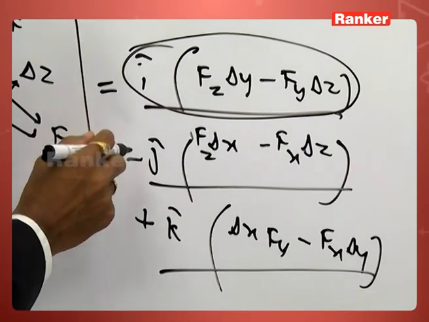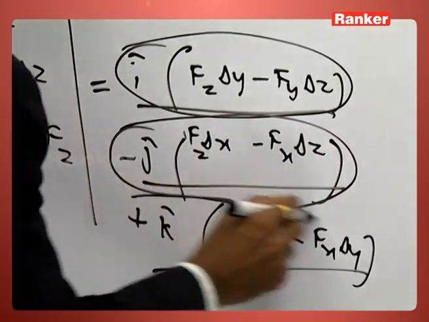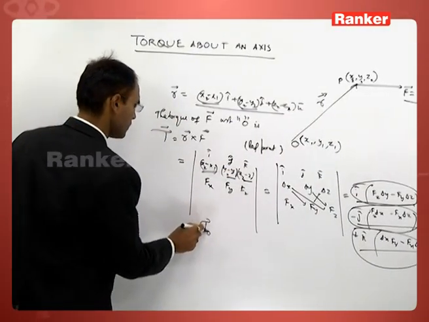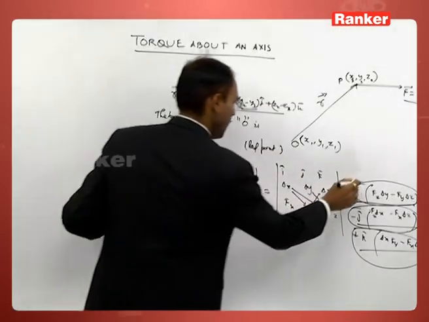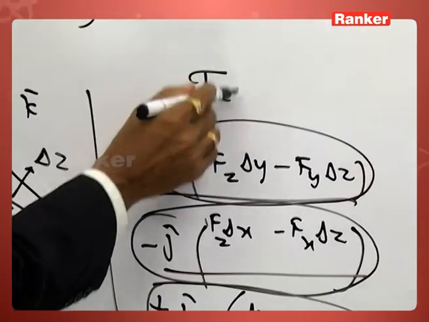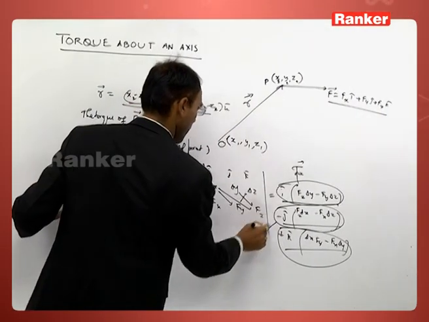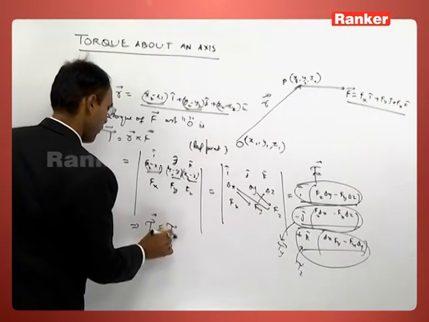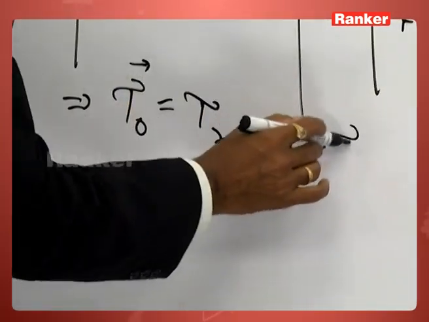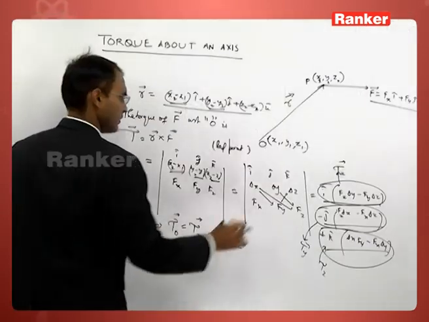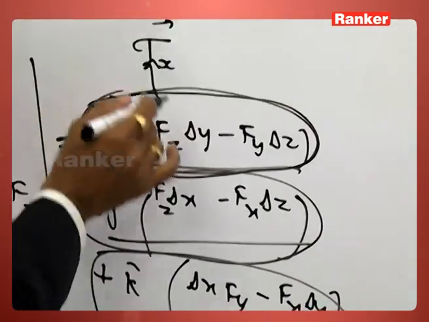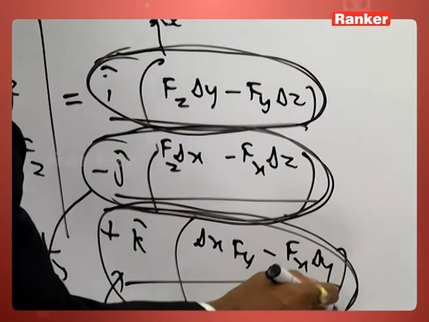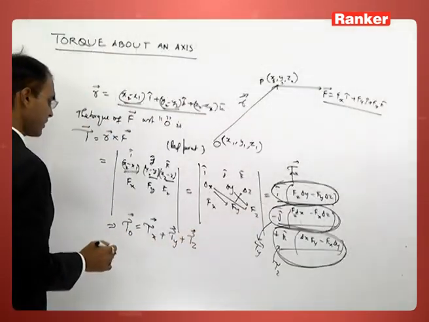This is x component, this is y component, this is z component of the torque of the force about this point. Therefore, the torque about this point O is equal to, I can call it tau x, I can call it tau y, I can call it tau z. Tau x plus tau y plus tau z. So this is the component of the torque about x-axis, this is the component of the torque about y-axis, and this is the component of the torque about z-axis.